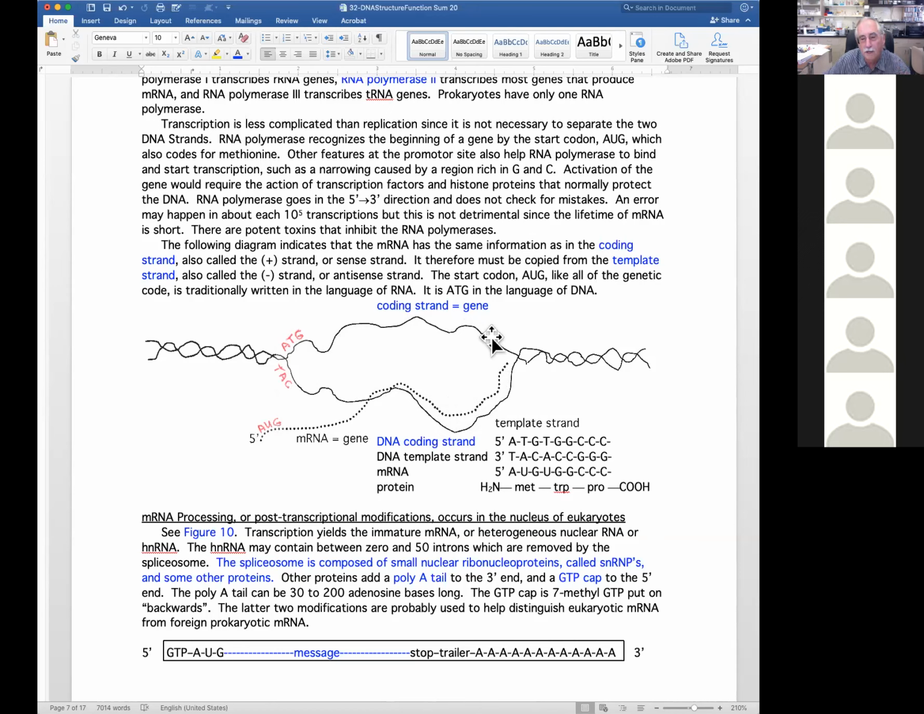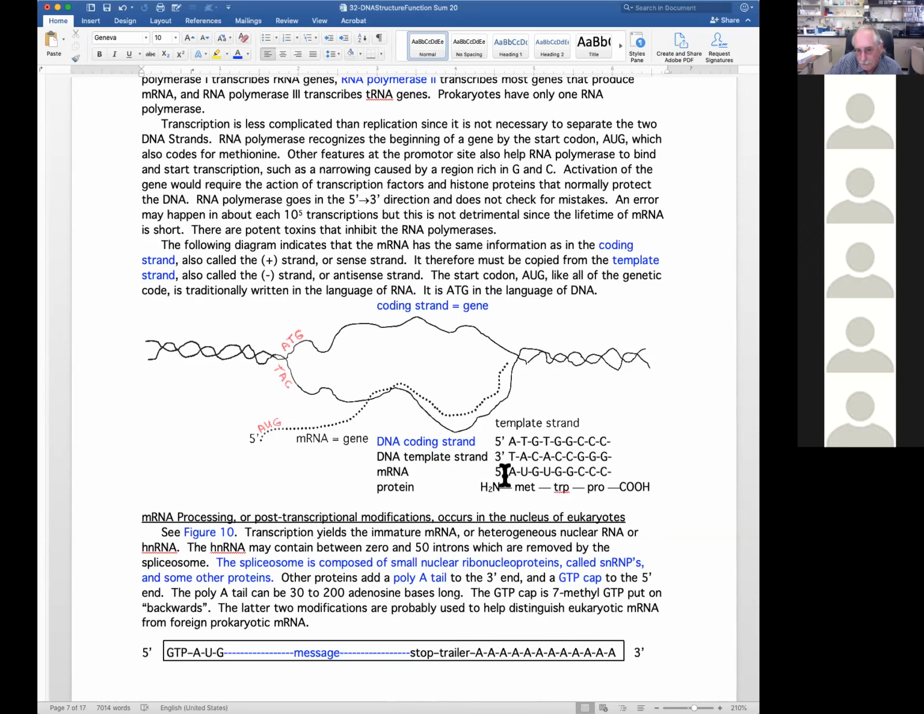But how do we make this complementary information? We use the template strand. So across from a T would be an A, across from an A would be a U, across from a C would be a G. So here's the DNA coding strand, here's the template strand, here's the actual messenger RNA.